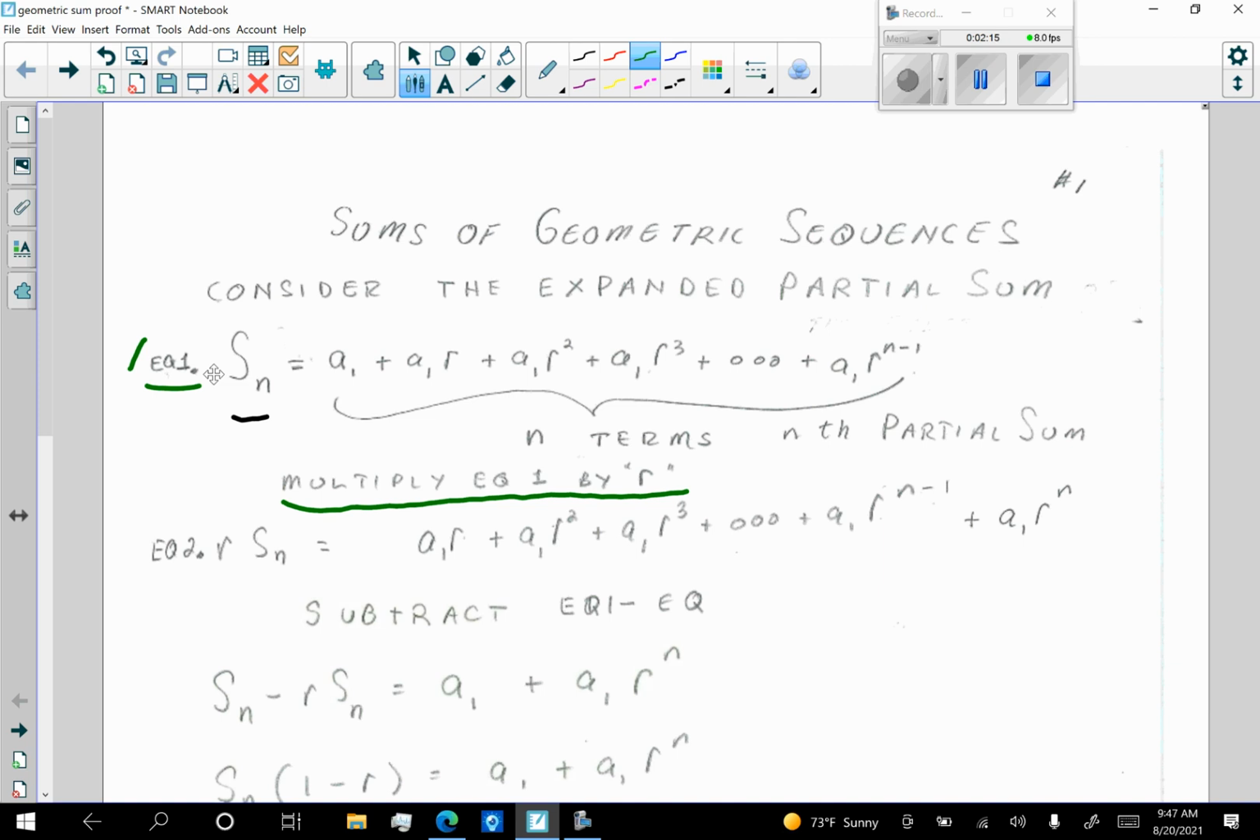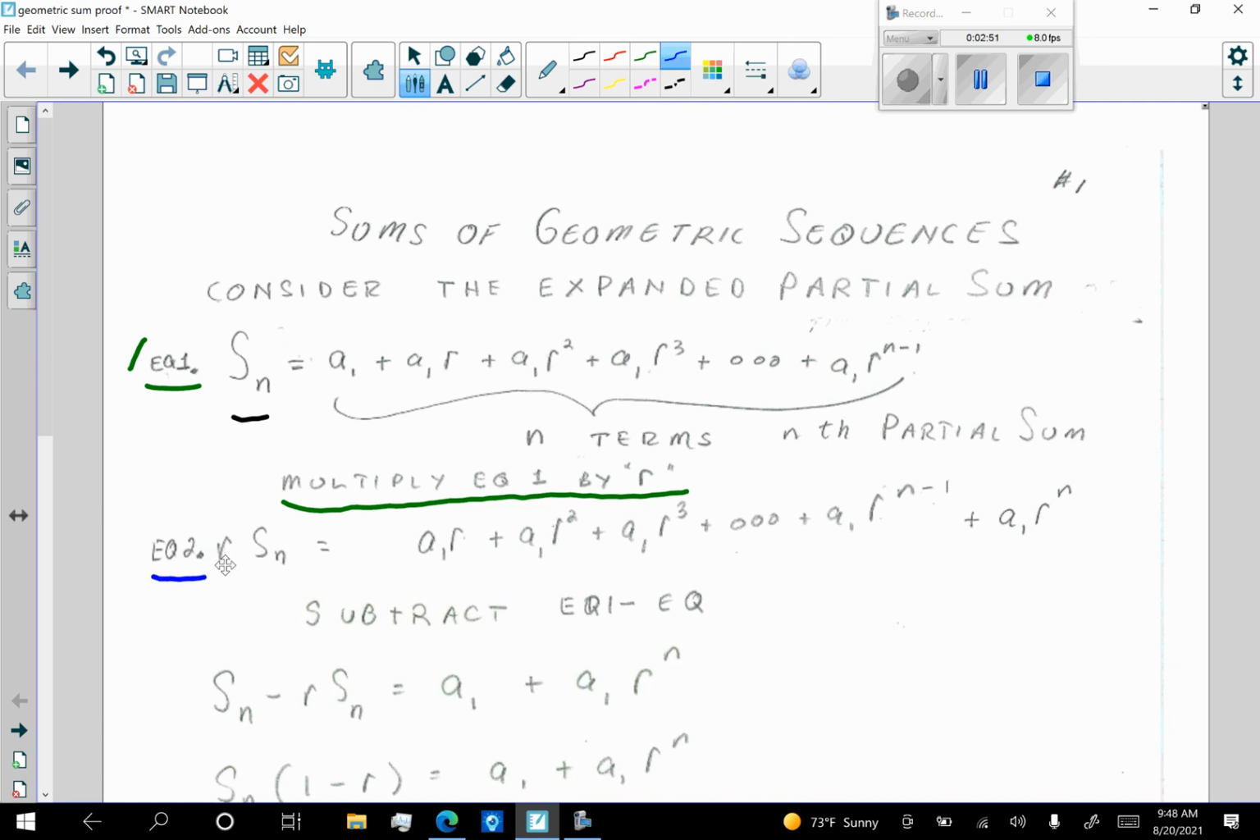And keep in mind, this is an equation. It's not even an identity. It's a true equation. This sum is equal to these things added together. It just so happens that we don't know what n is. Doesn't matter. That is an equation. And the multiplication property of equations of real numbers says that I can multiply an equation by any number and not change its value. And that's exactly what I've done. I've multiplied both sides by r, and this is going to give us equation 2.